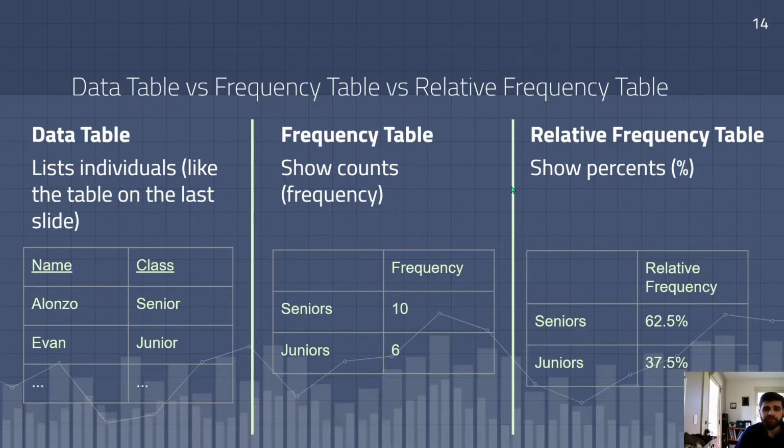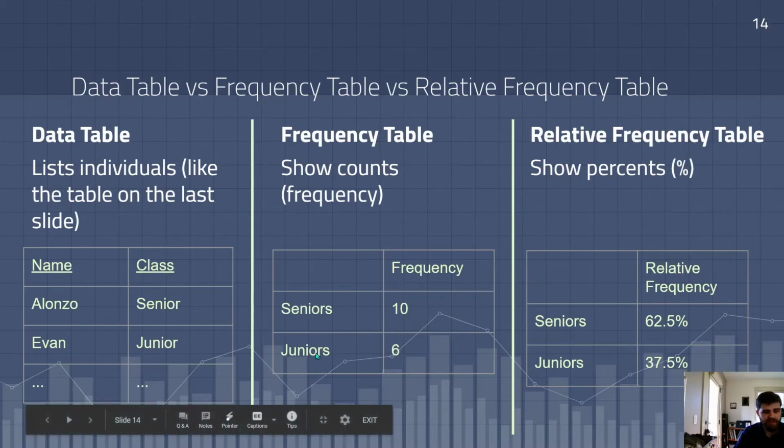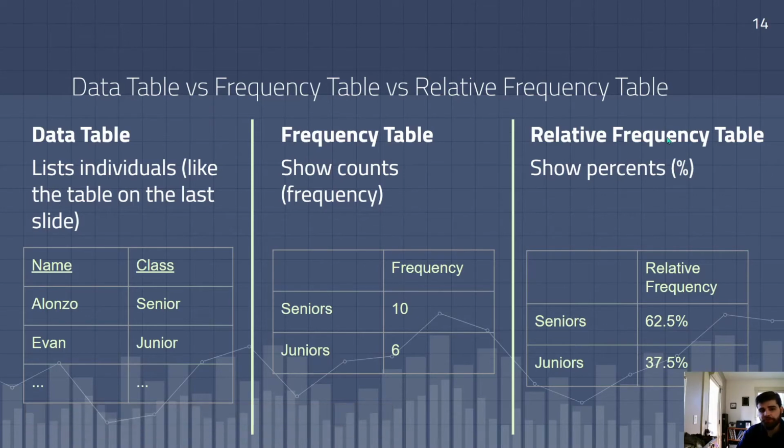We can also do a frequency table. So if we're really concerned about a certain variable, like what class or what grade level everyone's in, we could summarize the data with a frequency table. So I have 10 seniors in that class and 6 juniors. We can also do a relative frequency table. So this is a word we're going to use a lot in this class. Relative frequency means a percentage. So 10 out of 16 would be 63%.